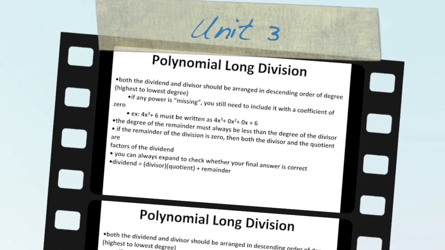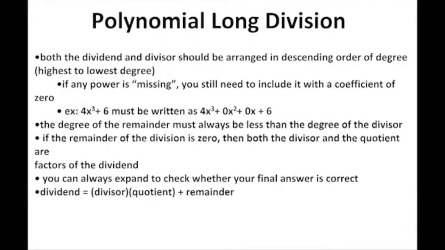To the introduction of this unit, we're going to be starting off with long division with polynomials. Both the dividend and the divisor should be arranged in descending order of the degree, highest to lowest degree. If any power is missing, you still need to include it with the coefficient of 0. For example, 4x to the power 3 plus 6 must be written as 4x to the power 3 plus 0x squared plus 0x plus 2.